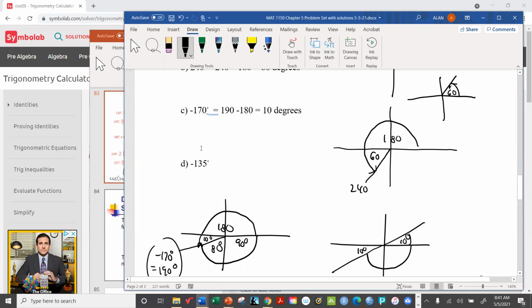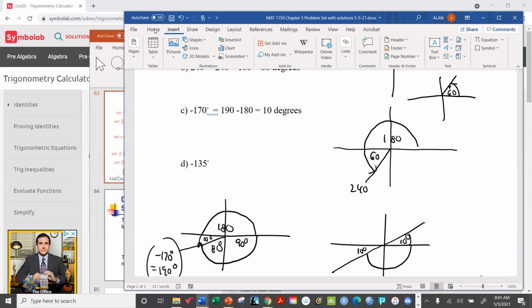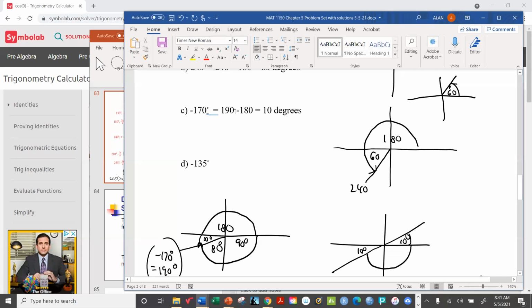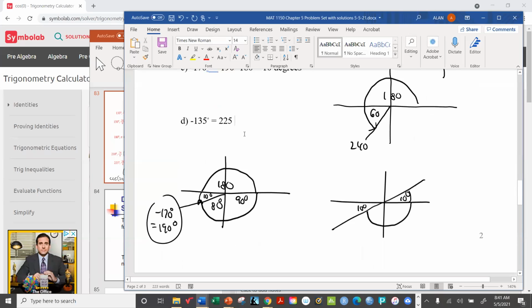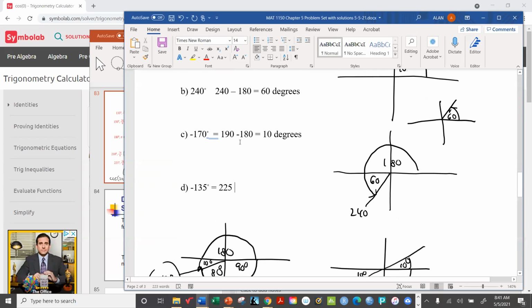And then same thing with this negative 135. Given the rule of thumb that I just gave you, it should be clear that the equivalent positive angle is positive 225 degrees. If you add those together, you'll see that they do, without the signs, add up to 360 degrees. So in other words, negative 135 and 225 are the same angle. And now we subtract 180 and we end up with 45 degrees as our reference angle.